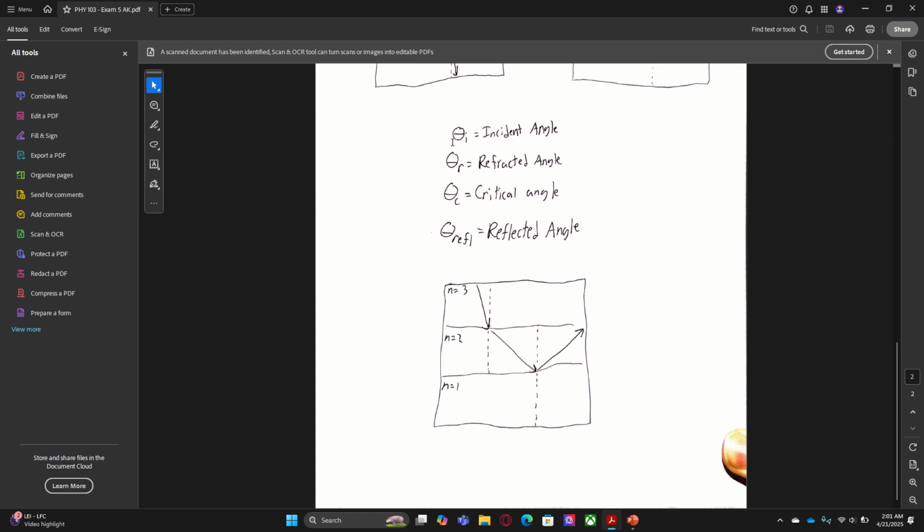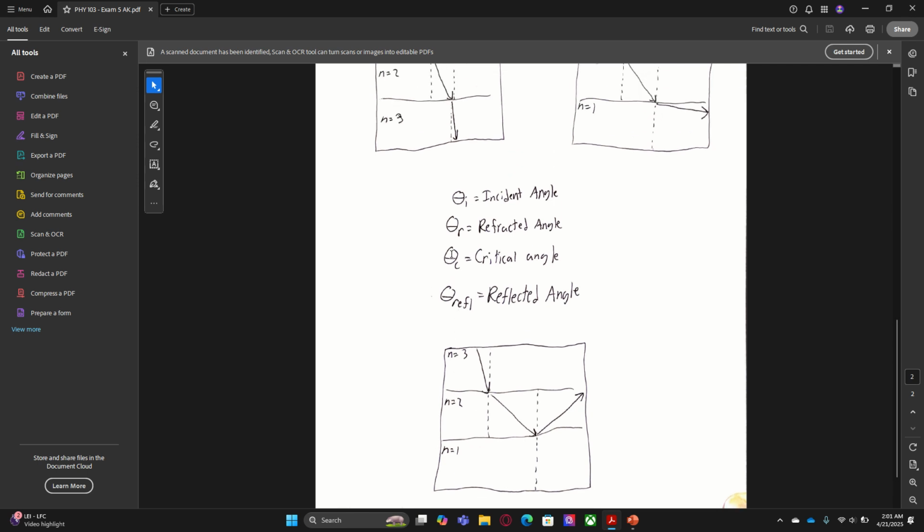Our values are going to be theta I for incident angles, theta R for refracted angles, theta c for critical angles, and if we have the situation, theta REFL for the reflected angle. Essentially, if we have a situation where our current refractive index is higher than the one we're approaching, there's a possibility that that ray might not be able to refract, and if so, it's going to reflect.